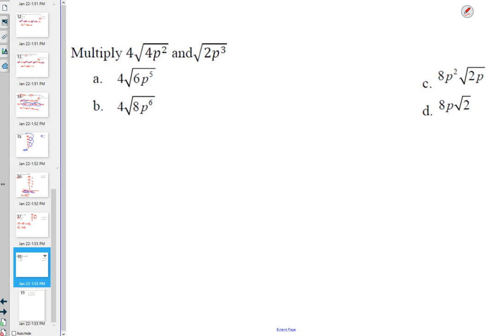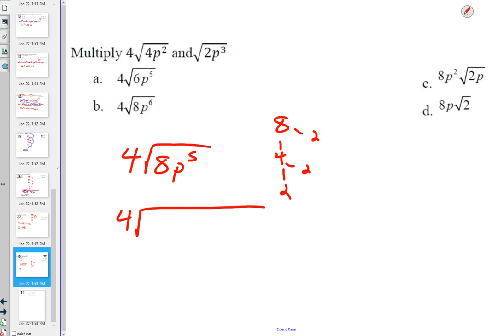Okay, multiply. What numbers are on the outside? 4 and 1, which is 4. On the inside, we have 4 times 2, which is 8. And then p, p, p, p, p, which is p to the 5th. So we have a 4 and then 2 times 2 times 2. P, p, p, p, p, p.